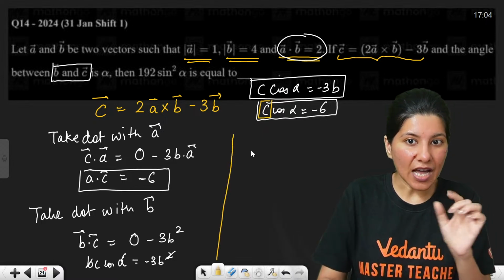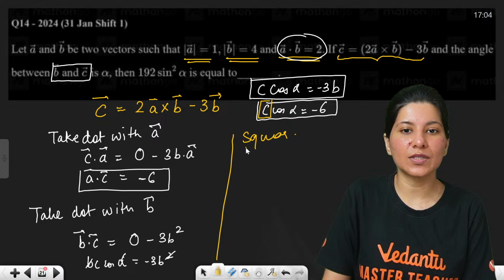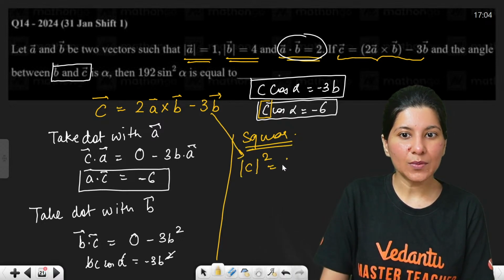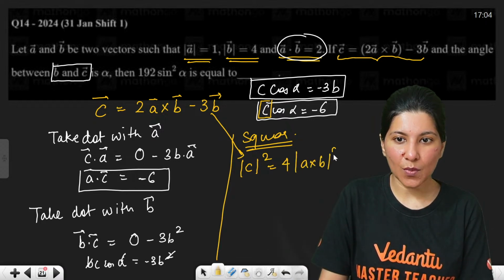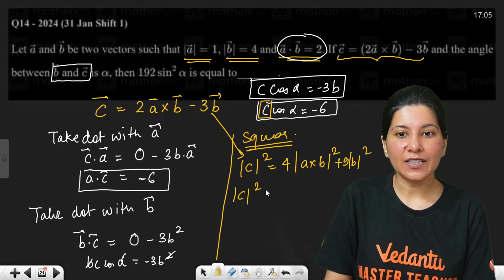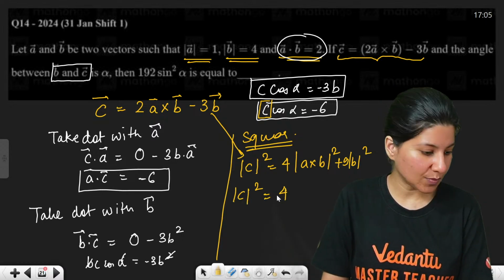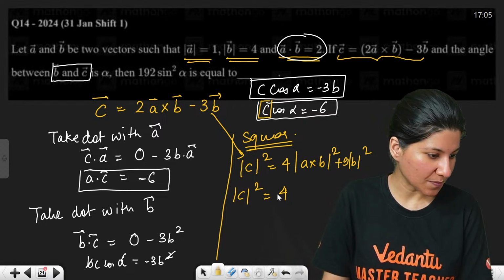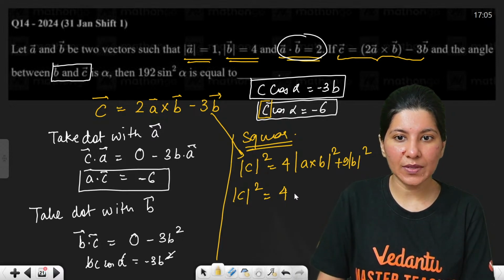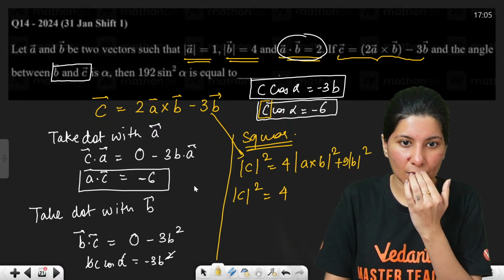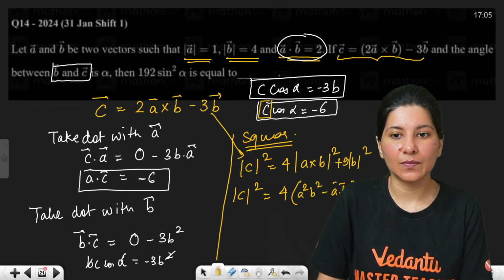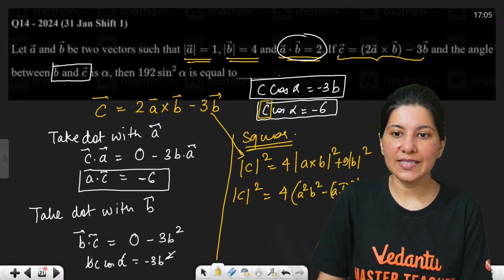How to get C? Now you have to square both sides. The moment you square this equation on both sides, C square will be equal to 4 (A cross B) square plus 9 B square. That's it. The other term will become 0. So magnitude of C square is 4 times A cross B square. Can anybody tell me what A cross B is? A cross B magnitude is AB sine theta, so A square B square sine square theta. Again, using Lagrange's identity, A square B square minus (A dot B) whole square, plus 9 B square.